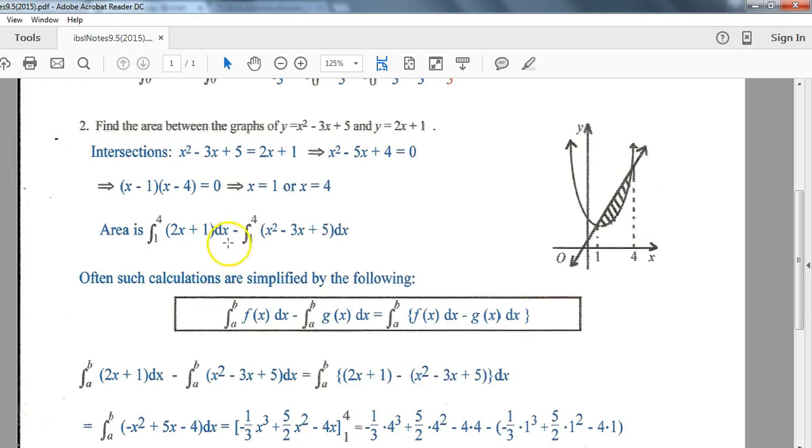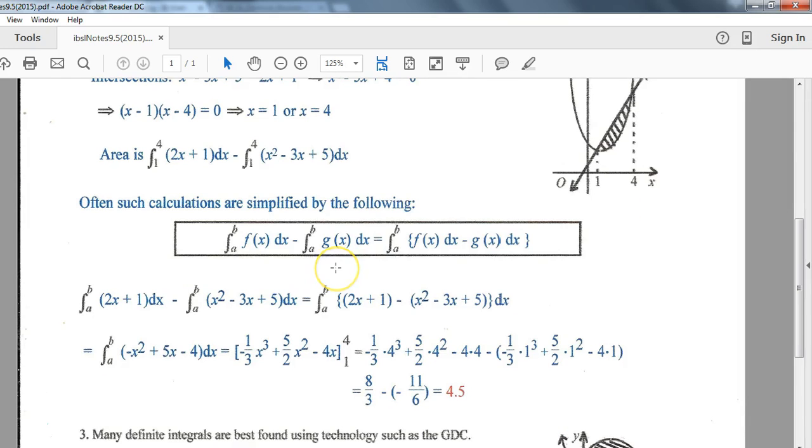And so here's the best layout that you're going to see for that. So I'm doing the area under the line minus the area under the parabola, and that's going to give me the area between them. So there are two ways to do this, and you can pick either route. But if you look at this rule right here, this might really help you in some cases. The idea is I can subtract the functions first before I do the definite integral.